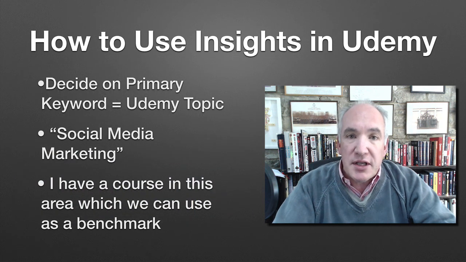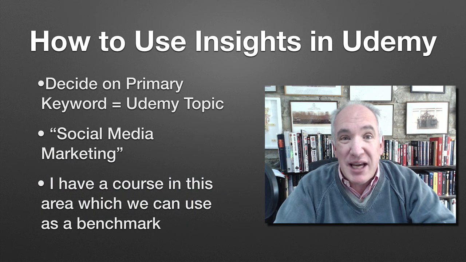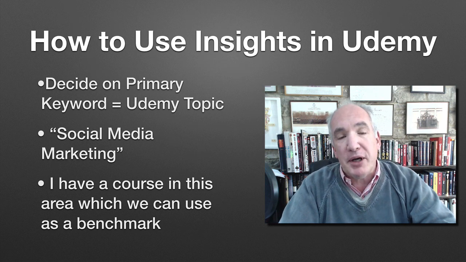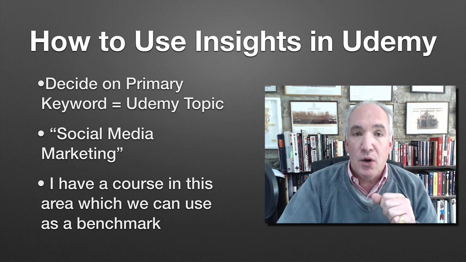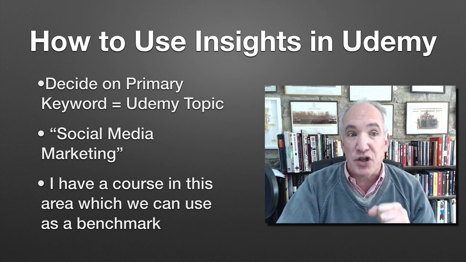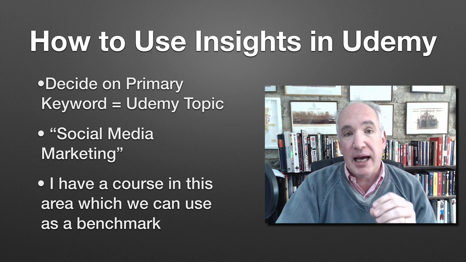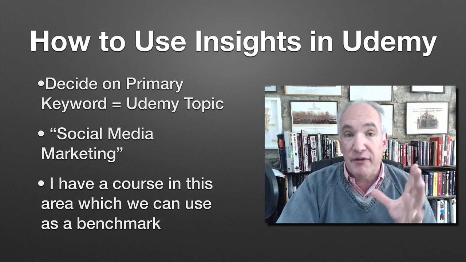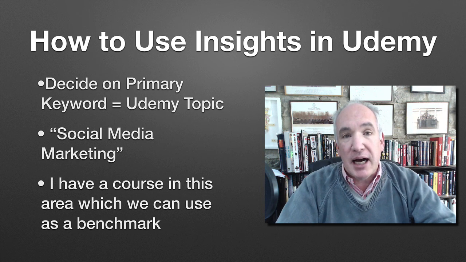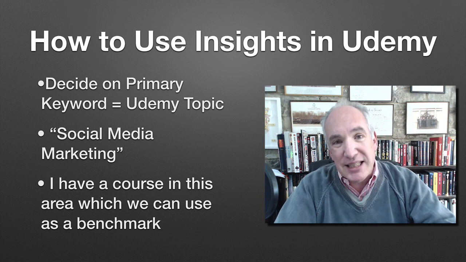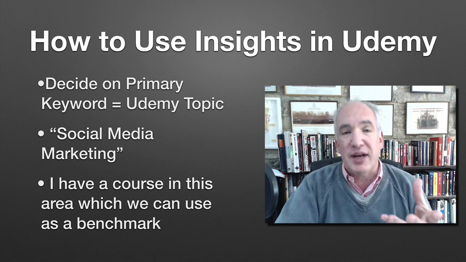What you need to do first is to decide on the primary keyword or topic you want to look for. This is really helpful because the first thing you're going to discover is whether Udemy recognizes what you want to use as a keyword as a topic or not. The first time I tried this, I found that it didn't recognize the topic, so I've had to change it. But I'm going to use social media marketing as an example throughout this lecture.